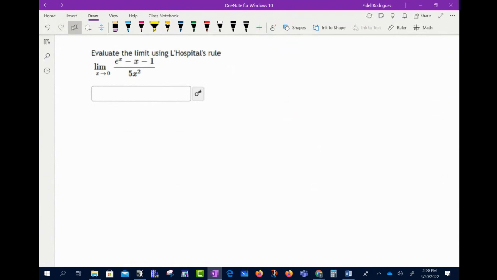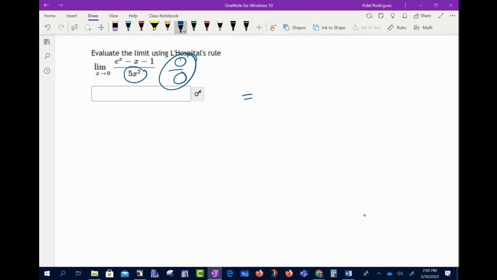All right. So look, let's try the next one here, y'all. We're going to evaluate the limit again using L'Hopital's rule. So as x approaches 0, again, the bottom part is going to go to 0. So is the top. So I have my indeterminate form. We're going to go ahead and start taking the derivative.